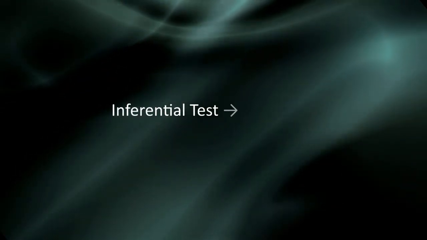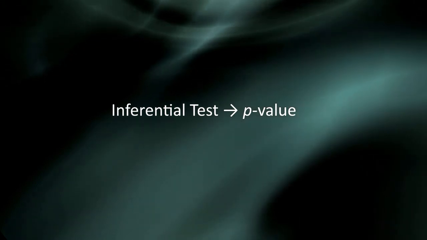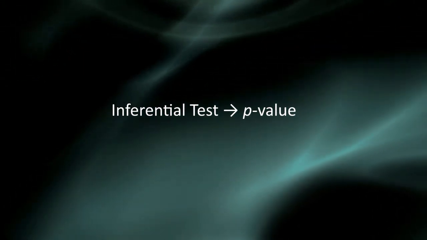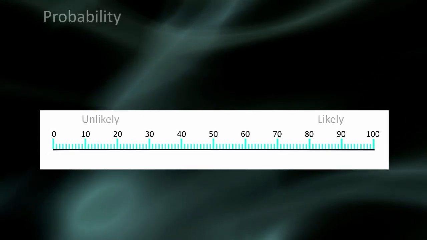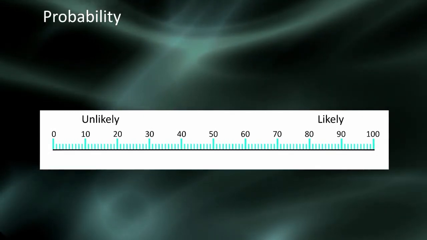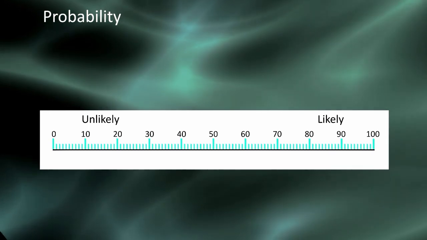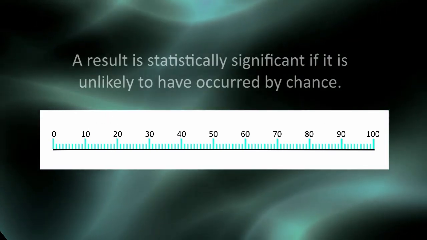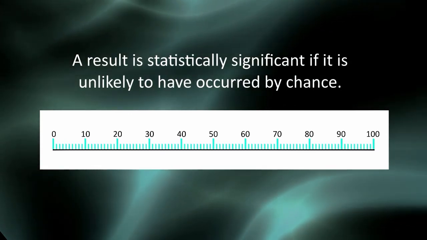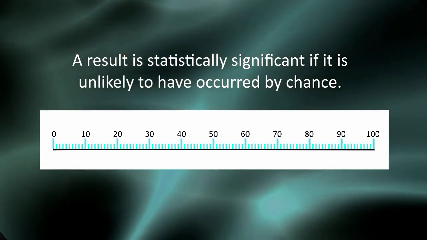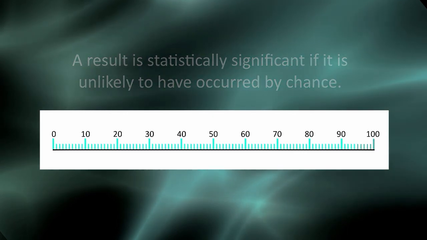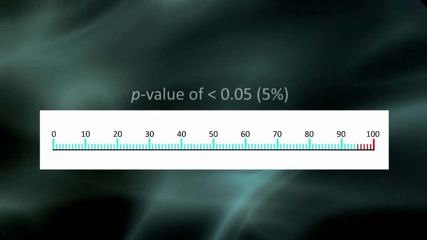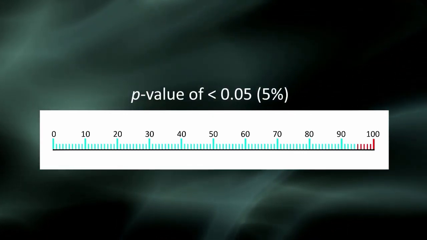The reason for using an inferential test is to get a probability value, commonly called p-value. The p-value provides an estimate of how often we would get the obtained result by chance if, in fact, the null hypothesis is true. In statistics, a result is called statistically significant if it's unlikely to have occurred by chance alone. The most commonly used standard or cutoff is 0.05 or 5%.